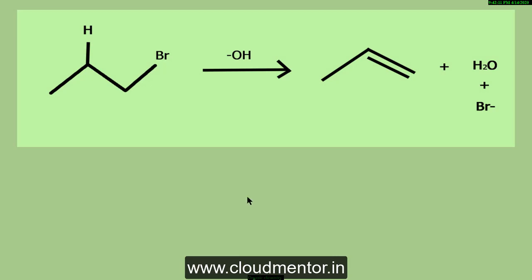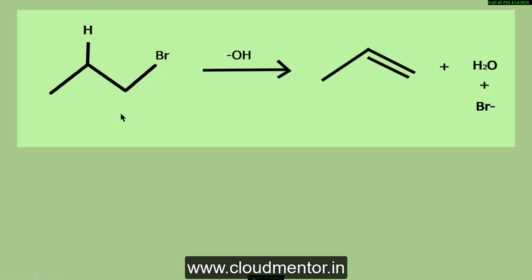Here is a bromopropane, and here is bromine, hydrogen, and two adjacent carbons. So what's going on here? There is some nucleophile, let's say it is hydroxide. In this case, instead of doing a substitution reaction, we are going to do an acid-base reaction. That means that a proton will be extracted.